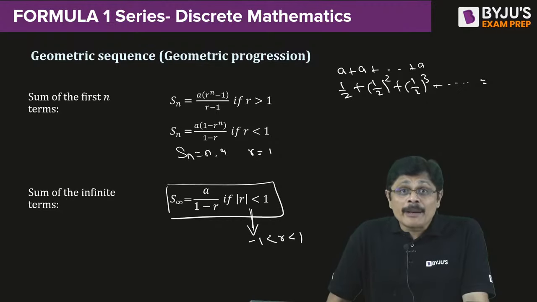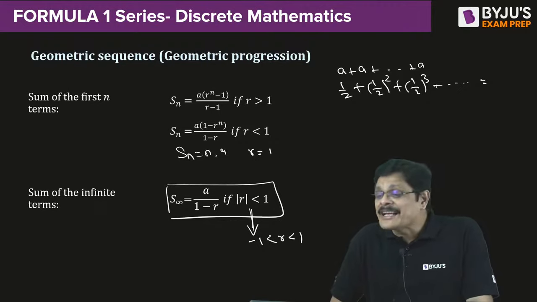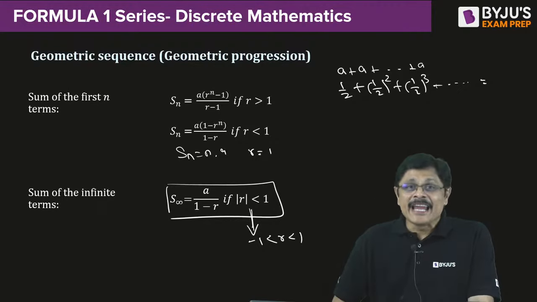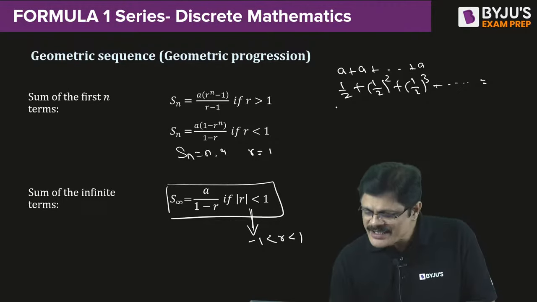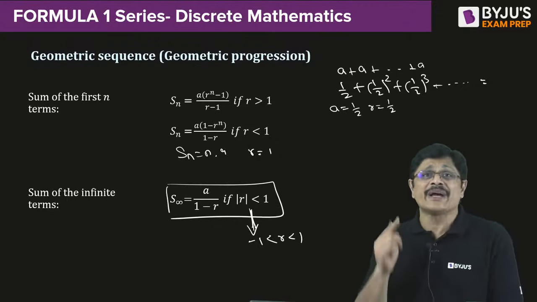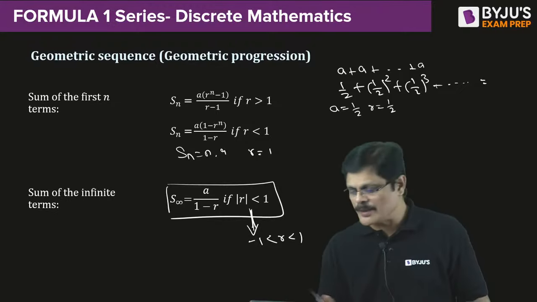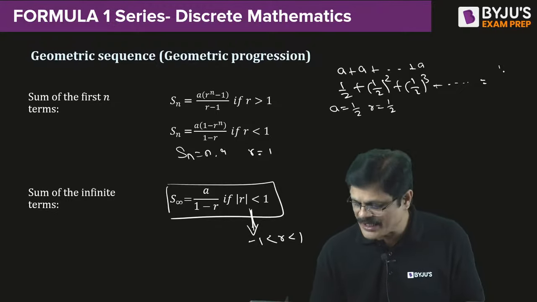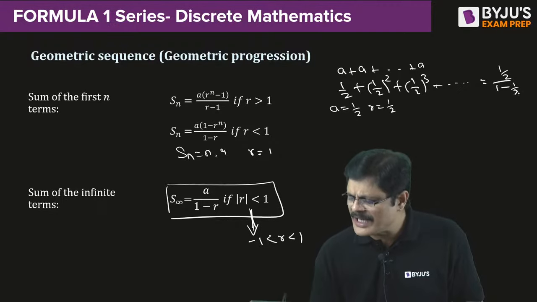Formula. How to remember the formula? Like this. A is what? A is 1 by 2. Common ratio is 1 by 2. R value lying between minus 1 to plus 1. Yes, I can apply this formula: A by 1 minus R.